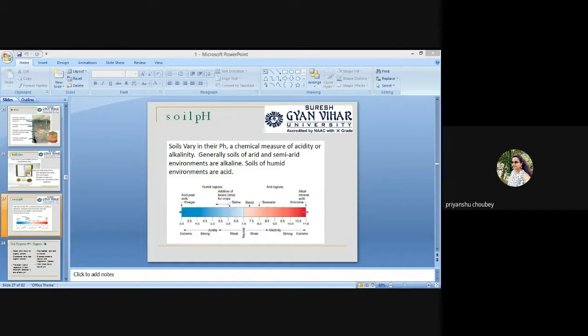Schofield and Taylor in 1955 proposed the use of 0.01 molar calcium chloride and KCl solution for obtaining stable readings in the pH measurement.